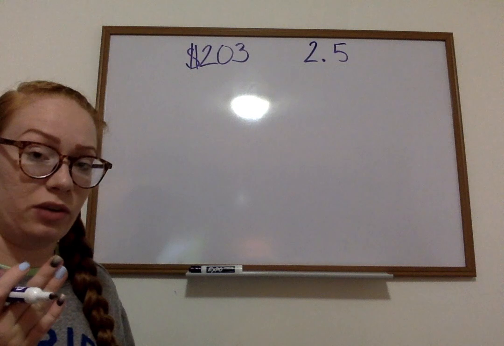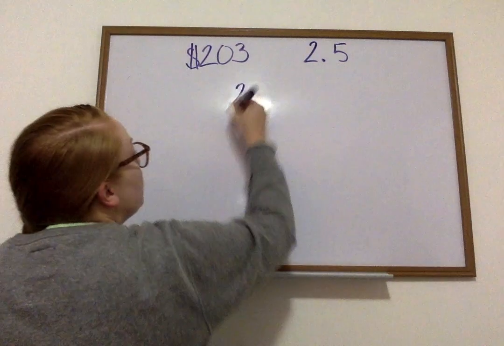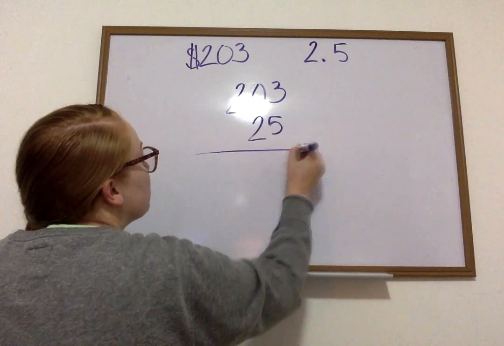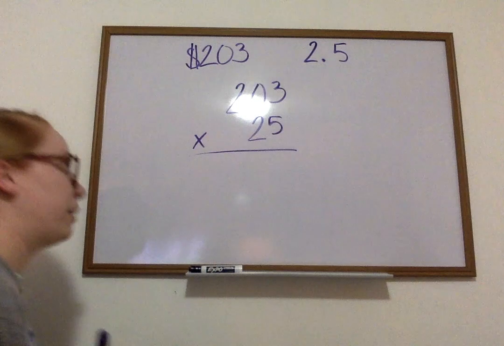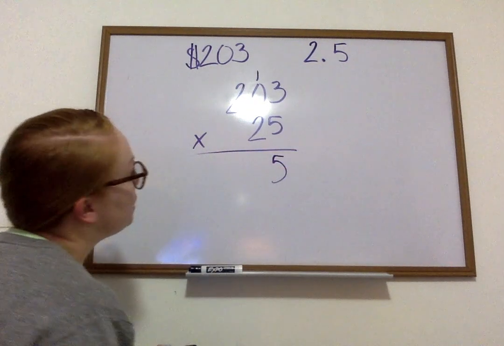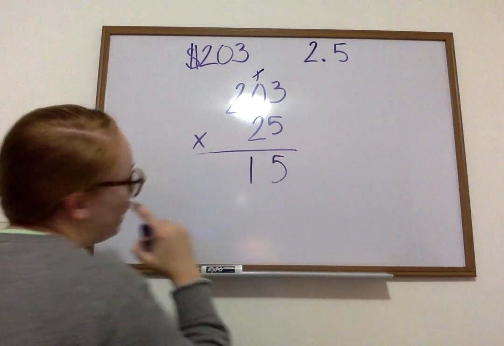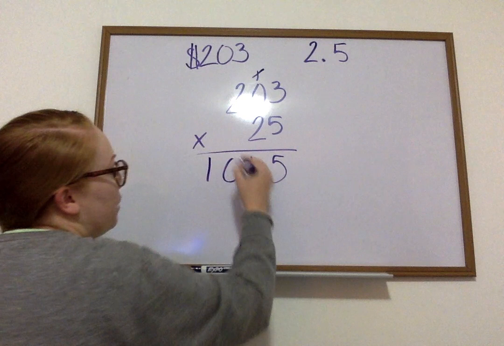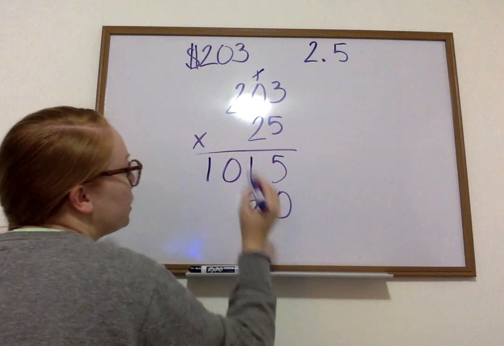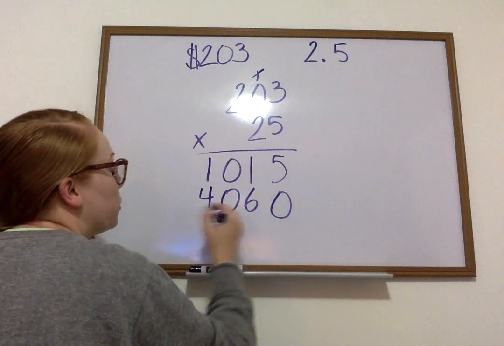When I multiply my two numbers, throw away the decimals, stack them on top. So that would be 203 times 25. I have my 5 times 3, which gives me 15. 5 times 0 is 0, plus 1 is 1. Then I have 5 times 2, which is 10. Add my 0. 2 times 3 is 6. 2 times 0 is 0. 2 times 2 is 4.